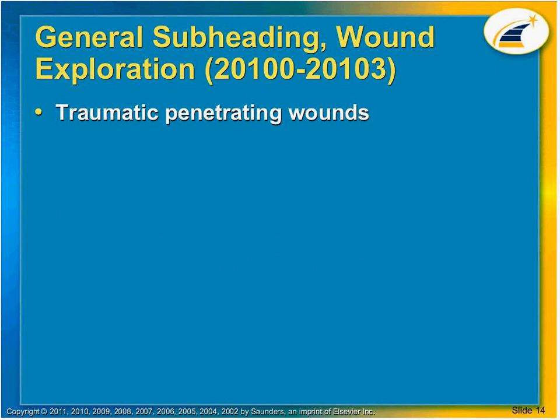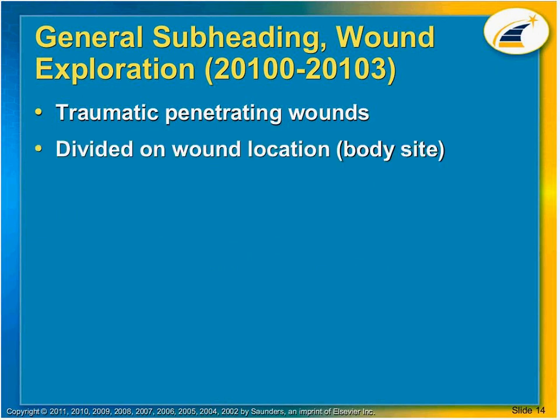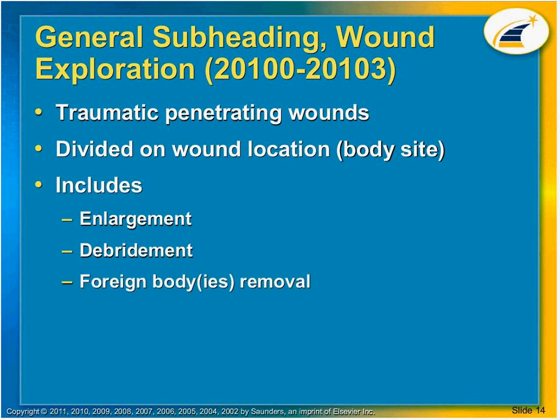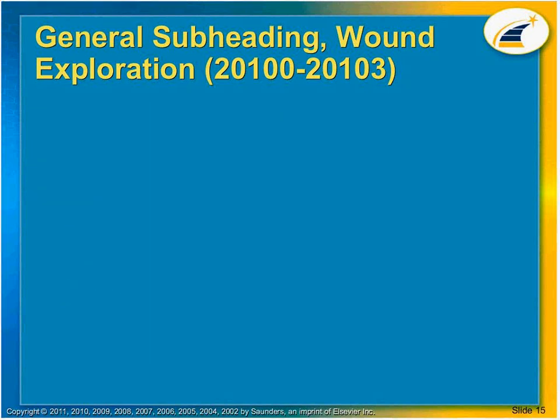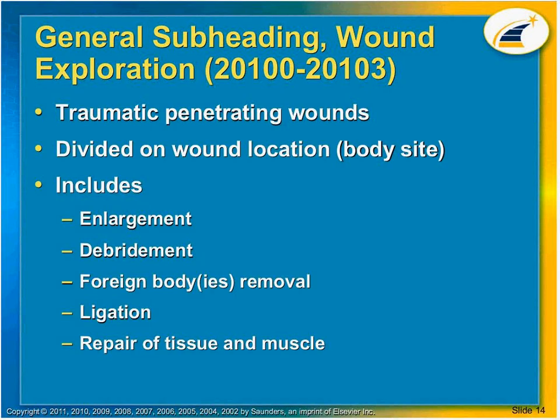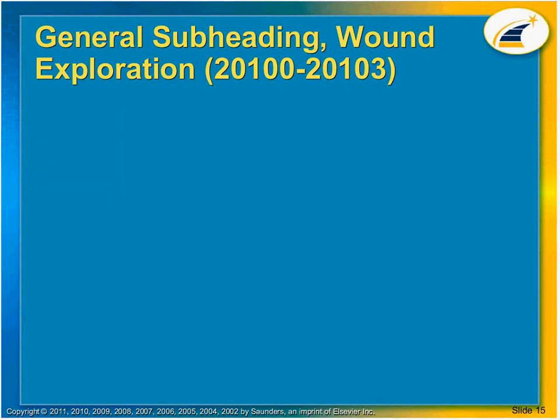And so is wound exploration, penetrating wounds that go past the three layers of skin, very deep into the body, will go into the musculoskeletal system because it has penetrated the muscles. And it is based on wound location, for instance, by body site. It includes enlargement, debridement, removal, ligation, and repair of tissue and muscle. So all is included in the general subheading, wound exploration.